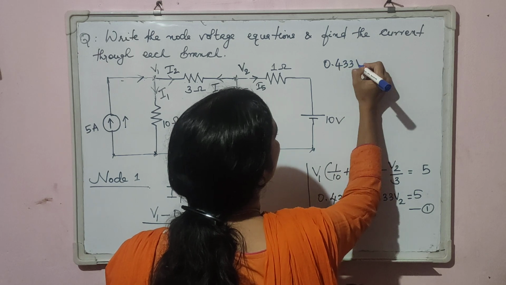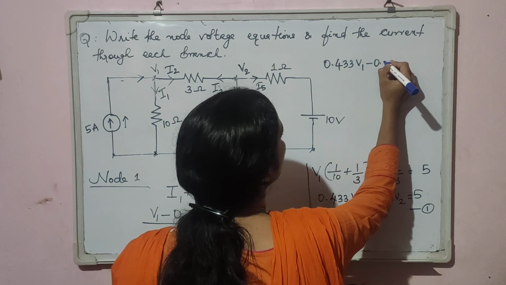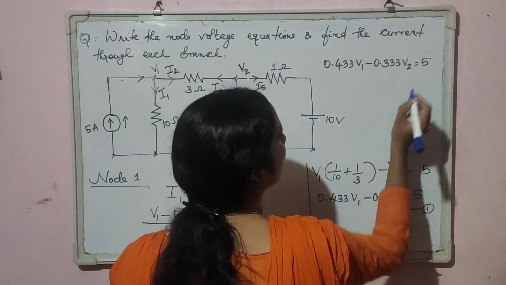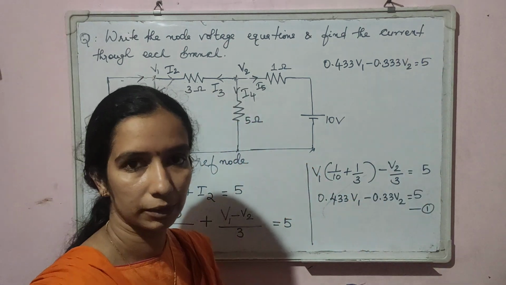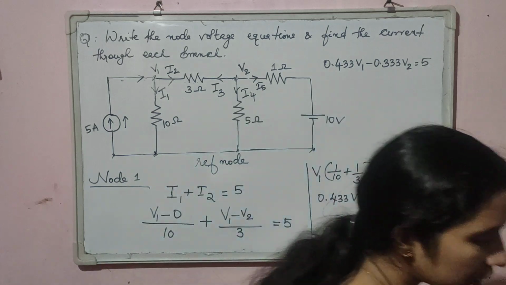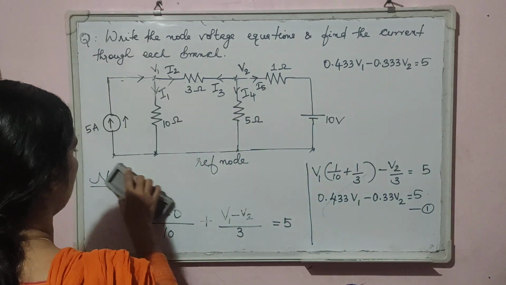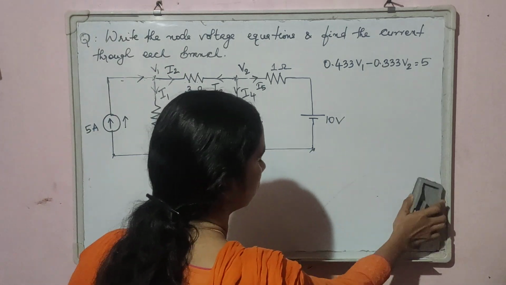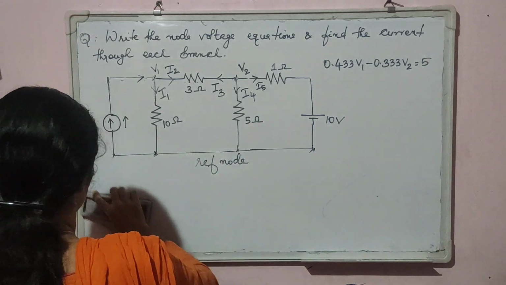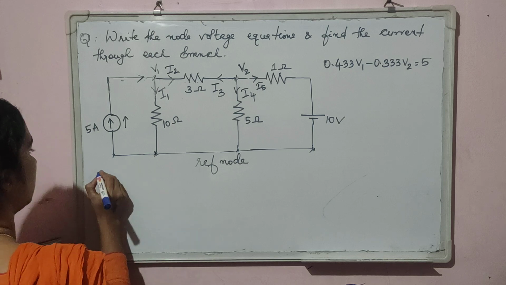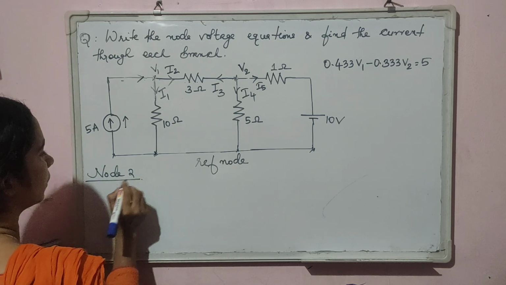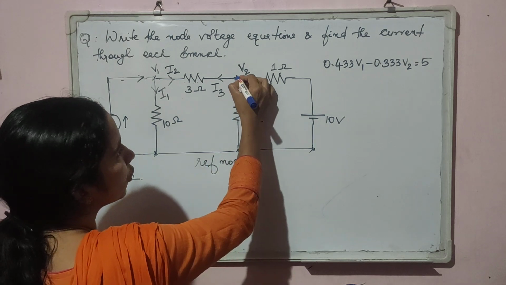0.433 V1 minus 0.333 V2 is equal to 5. Our equation number 1. So now let us consider node 2. See, this is our node 2.